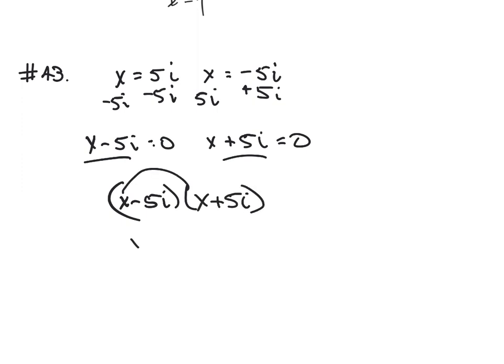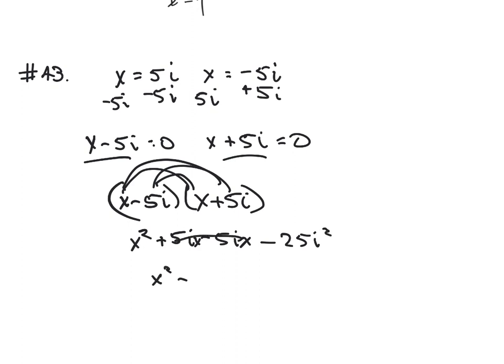And we FOIL: x squared, and outside, inside, there's an x there. And then last, minus 25i squared. So those go away, and we're left with x squared minus 25. And remember, i squared is the same as negative 1. So we end up with x squared plus 25 for number 43. And let's jump to number 45.